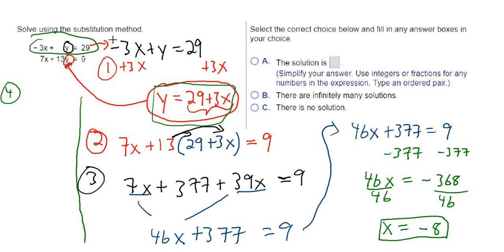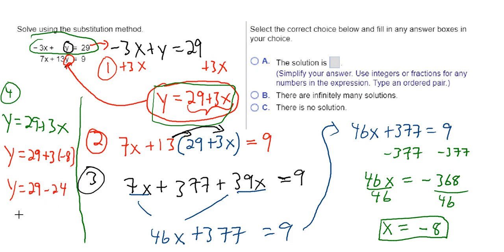So this is a derivative of the original equation, so we can use that as well, and that's fine. So we're going to use this right here. y equals 29 plus 3x. We're going to plug in negative 8 for x. We'll get y equals 29 minus 24, which gives me y equals 5. So we get y equals 5 again.